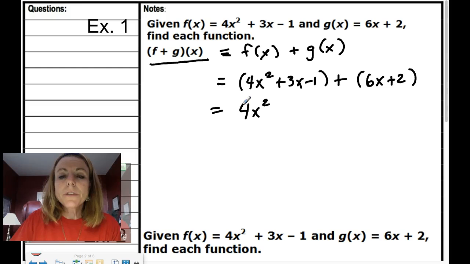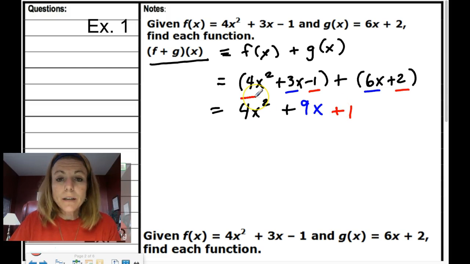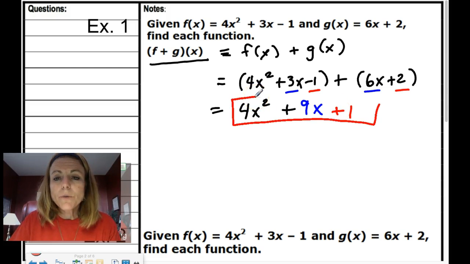I now am going to combine like terms. 4x squared, there's nothing to combine that with. We have a 3x and a 6x, which is 9x. And we have a negative 1 plus a 2, which is 1. And we are done. That is it. 4x squared plus 9x plus 1.